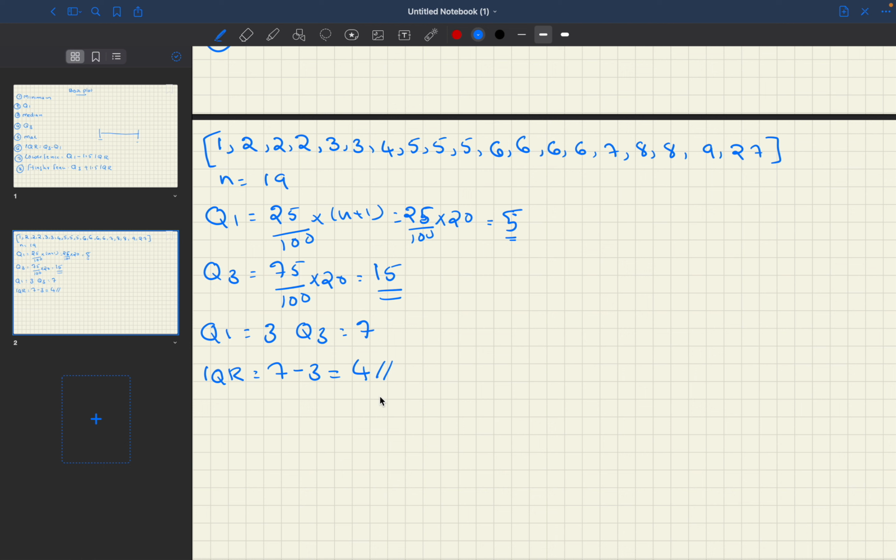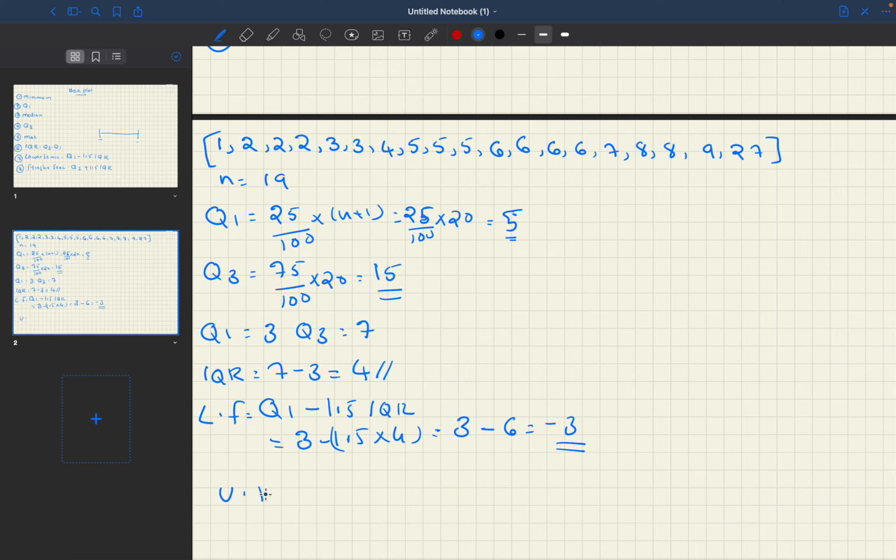Now we need to calculate our lower fence. As I mentioned, the formula will be Q1 minus 1.5 IQR. We can say Q1 is 3, right? 3 minus 1.5 into 4, which is 3 minus 6, which is minus 3. Minus 3 is the lower fence.